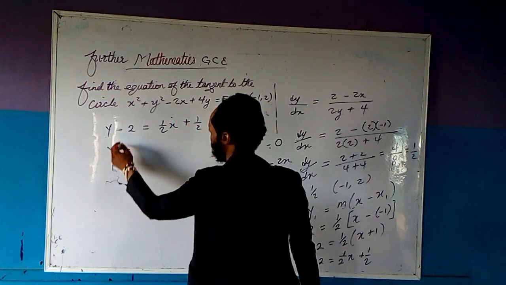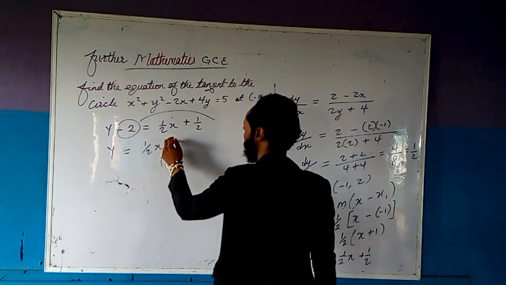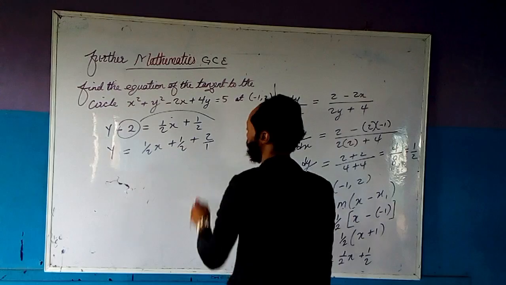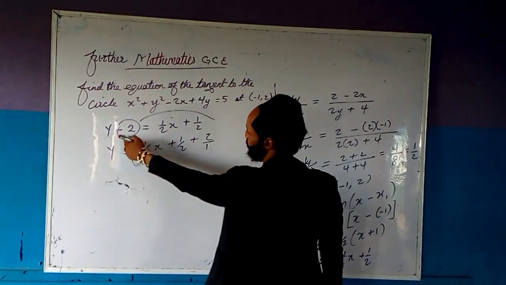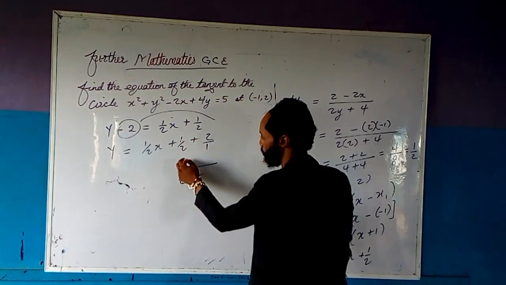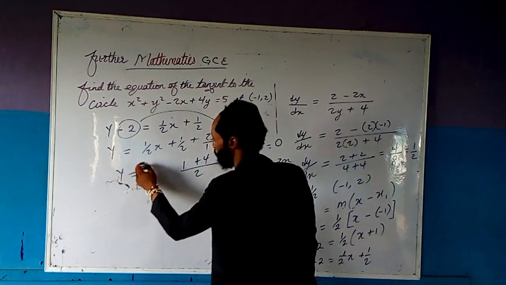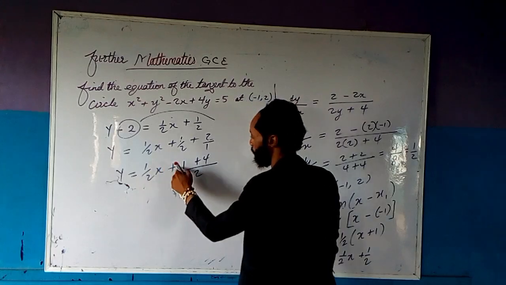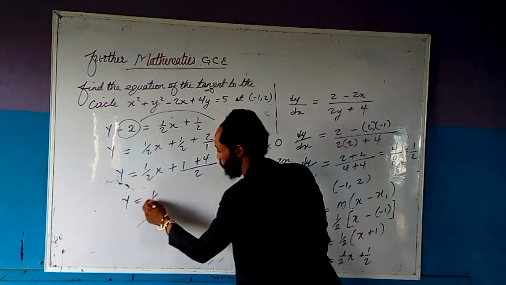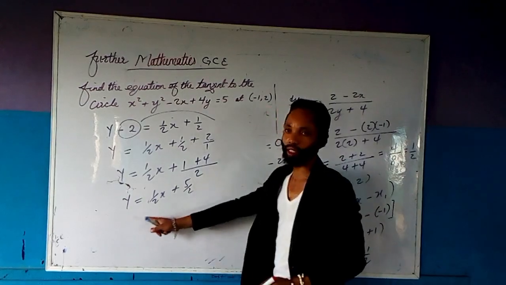Now y will be equal, take this over to this side. We have 1 over 2x plus 1 over 2 plus 2 over 1. Now, if we solve, negative 2 becomes positive 2. If we solve this, 1 times 1 is 1, 2 times 2 is 4, so we have y equals 1 over 2x. If you solve this, you're going to get 5 over 2. Hence, y equals 1 over 2x plus 5 over 2. Now, this is the equation.